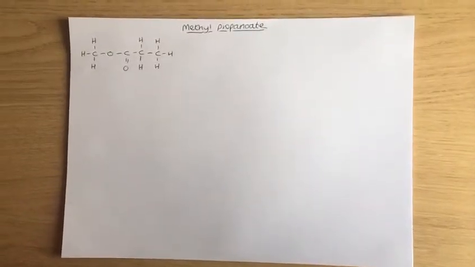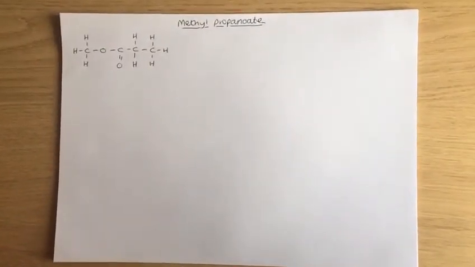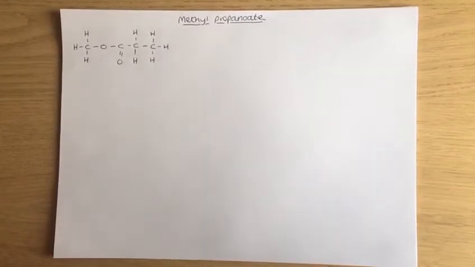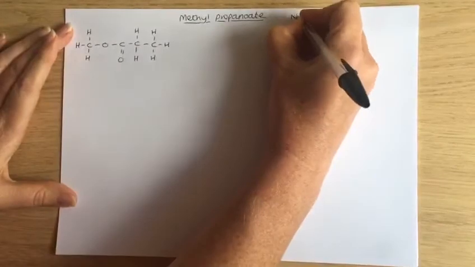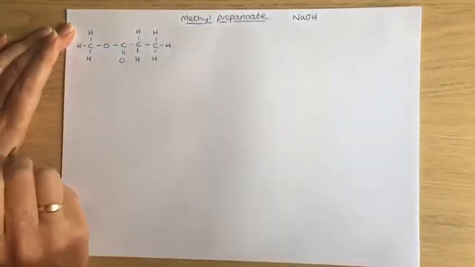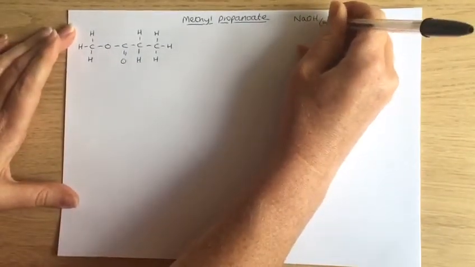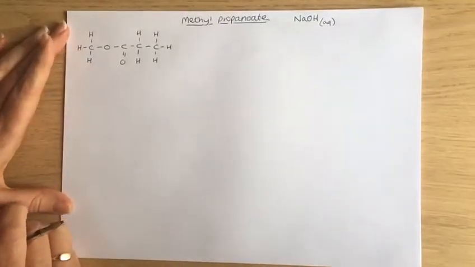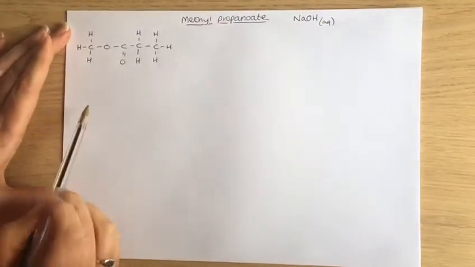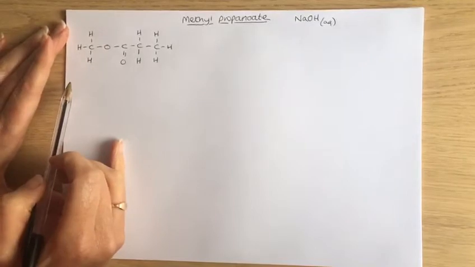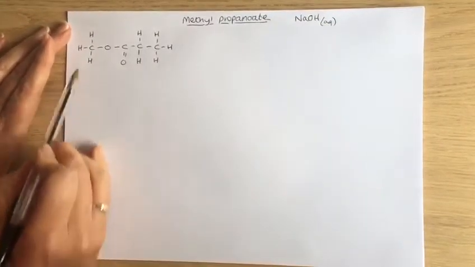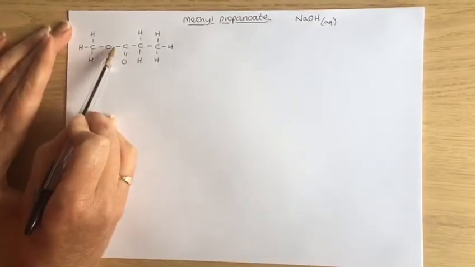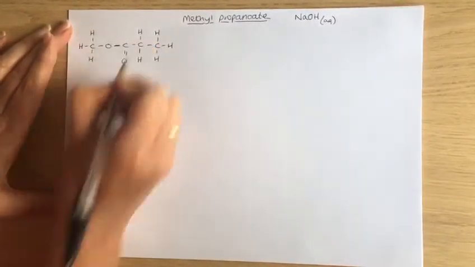Okay, so we're going to look at the same ester, methyl propanoate, but this time we're going to use an alkali for the catalyst. So it's alkaline conditions. If we choose a strong alkali like sodium hydroxide, it's important to put the (aq), because hydrolysis is going to be the breaking of the bond due to the action of the water. So we get our water from our solution here. So the bond that's being broken is the bond that was made.